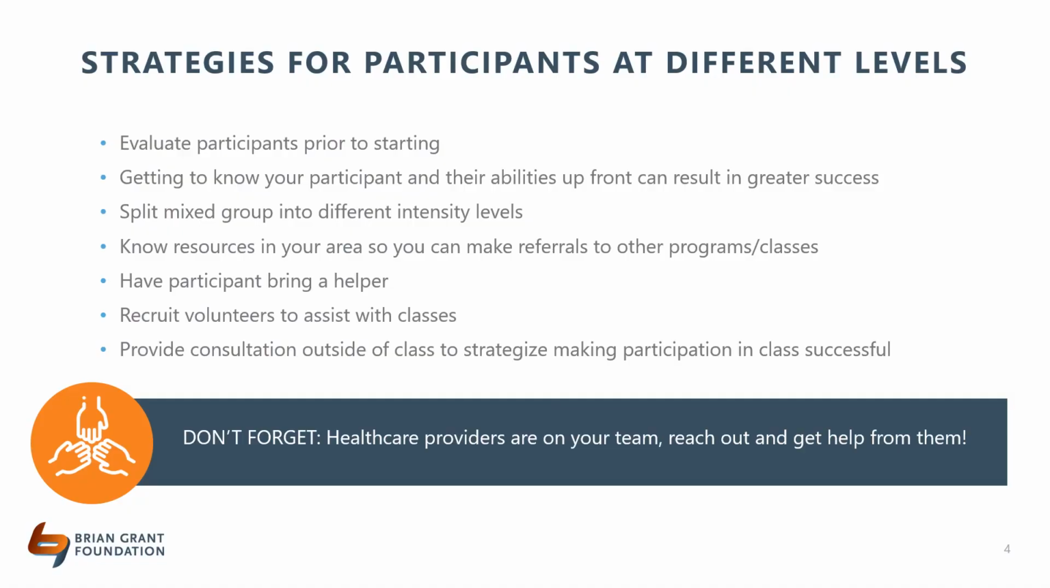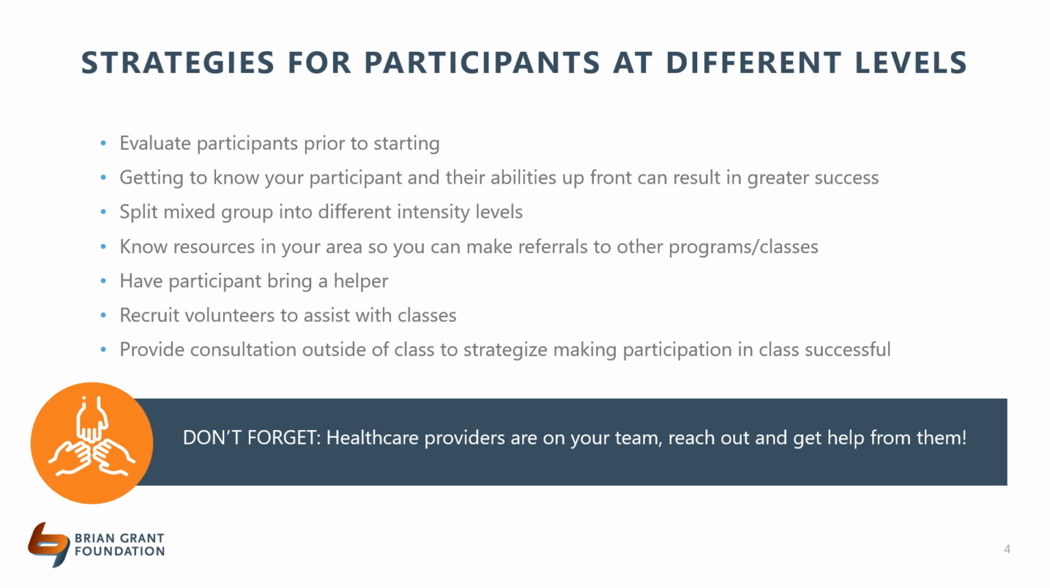Creating classes with people of similar ability levels helps to ensure the best experience for everyone. As mentioned in the previous webinar, evaluating participants before they start your class is a great way to make sure they fit with the group. As participant symptoms progress, you may find you have people with varying ability levels in the same class. If it's possible, try to split the group into separate classes with different intensity levels. This is going to be your best option.